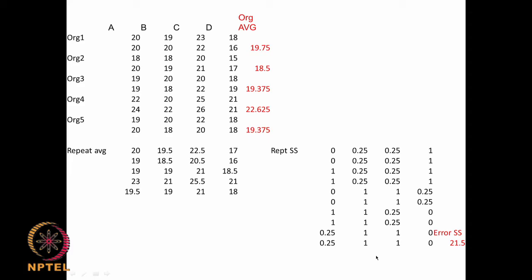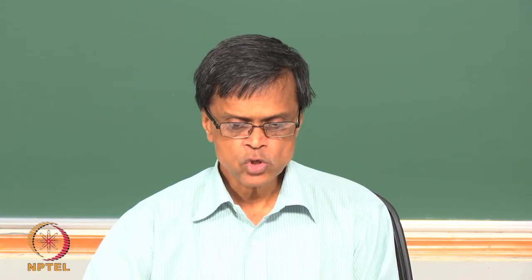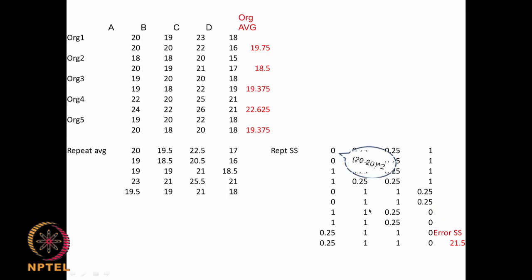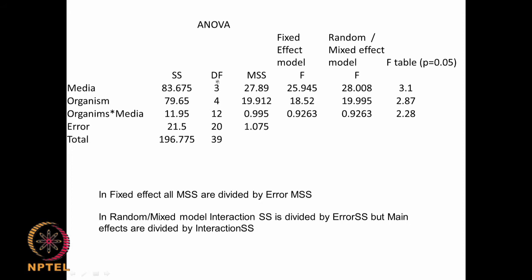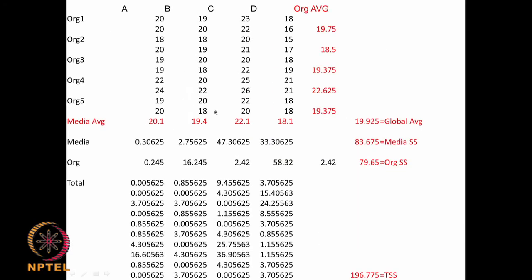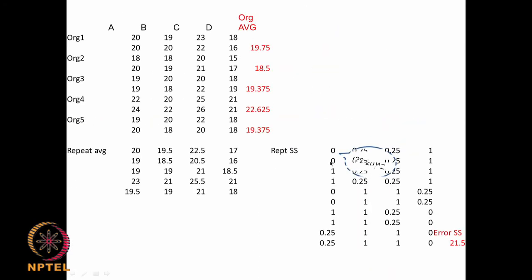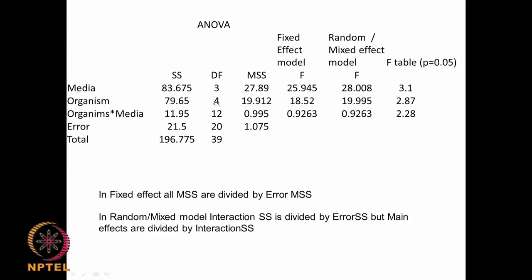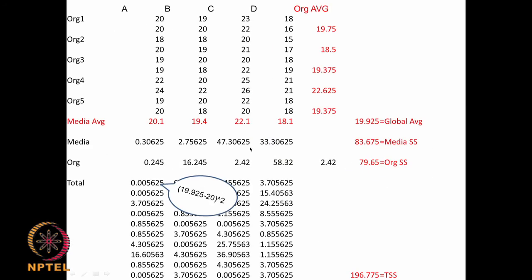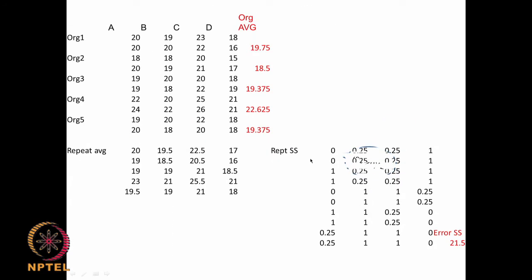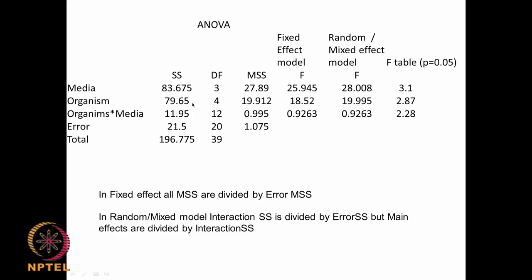So we have the total sum of squares, we have the media sum of squares, we have the organism sum of squares, we have the error or repeat sum of squares. So if you add all these 3 and subtract from total sum of squares, that should give us the interaction sum of squares, okay. So we have 4 media, so we will get 3 degrees of freedom, okay, and media sum of squares, as you see, is 83.675, so we put that as 83.675. There are 5 organisms, we have 4 degrees of freedom, organism sum of squares is 79.65, okay.